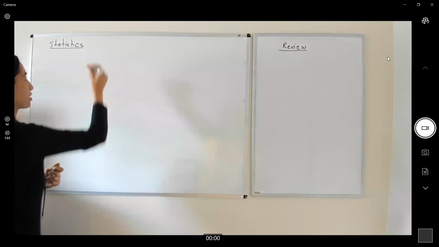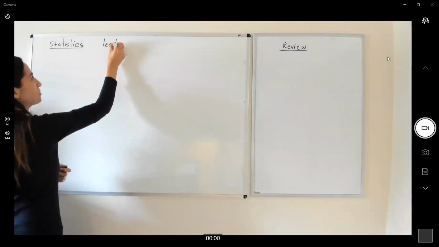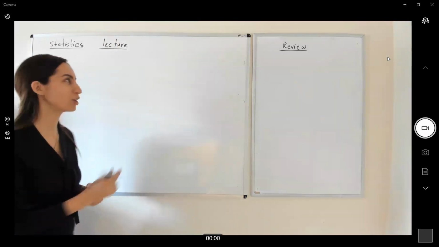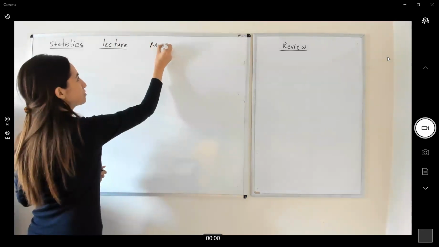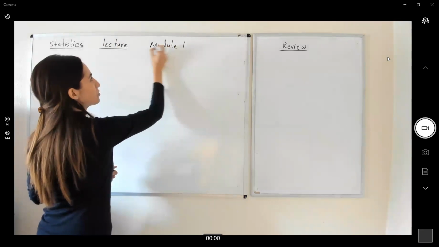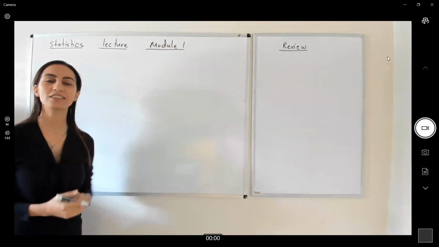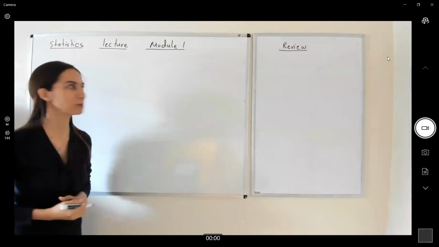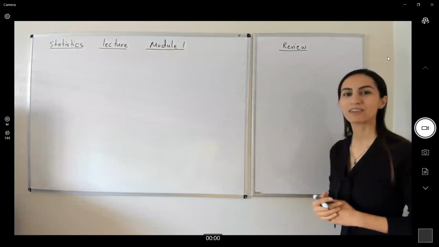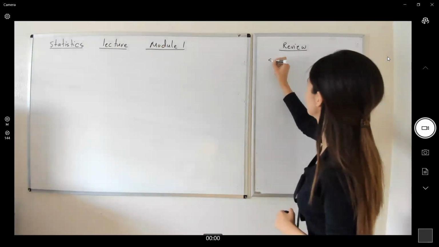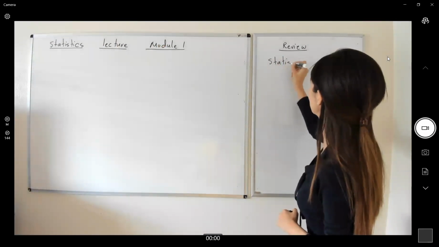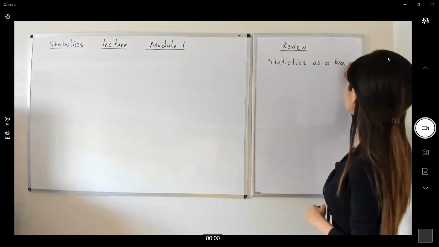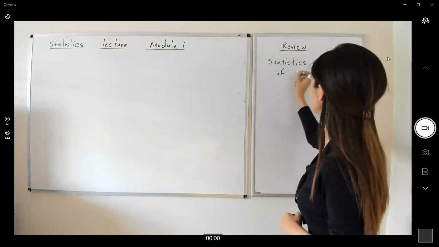We are on lecture 2. We're still covering chapter 1 or module 1. So let's review what we learned so far, then we continue the rest of module 1. We learned about statistics as a branch of math.